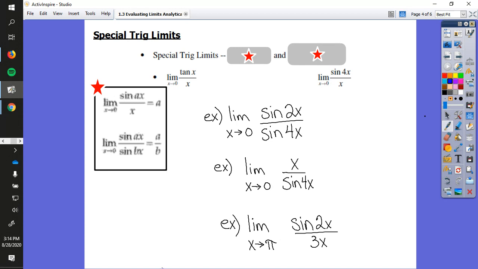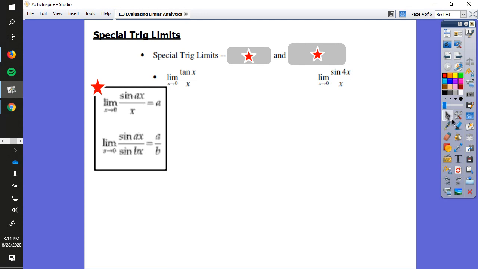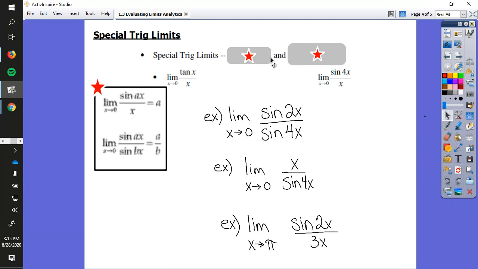So there are two special trig limits that we want to be familiar with, one that deals with sine, one that deals with cosine. The first one we're going to look at is the one that deals with sine. And if I remove this, you can see it: the limit as x approaches 0 of sine x over x equals 1. That's something we'll want to memorize: the limit as x approaches 0 of sine x over x equals 1.